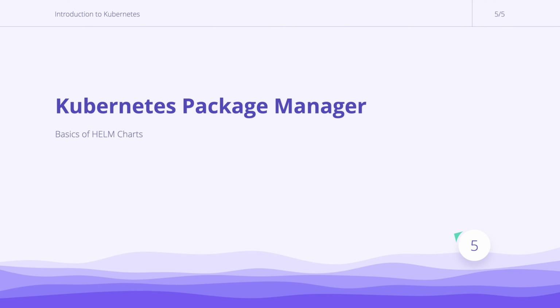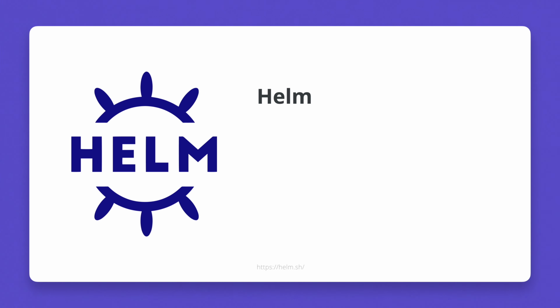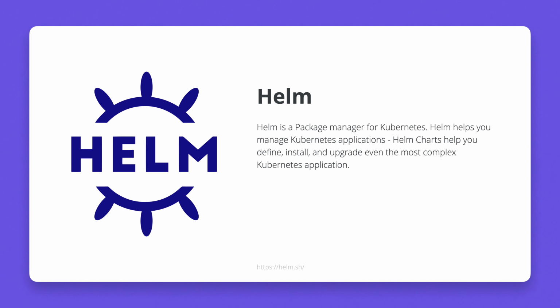In this section, let's meet and explore the Kubernetes package manager, Helm. Helm is a package manager for Kubernetes. It is similar to apt for Ubuntu or Homebrew for macOS. Borrowing a package manager definition from Wikipedia, a package manager is a collection of software tools that automates the process of installing, upgrading, configuring, and removing computer programs for a computer in a consistent manner.